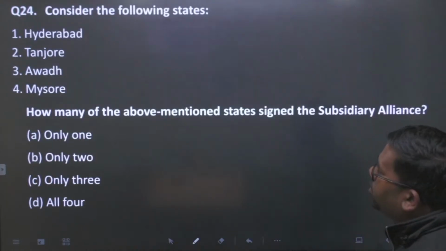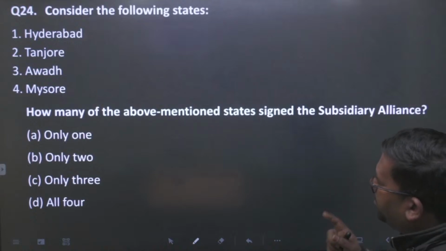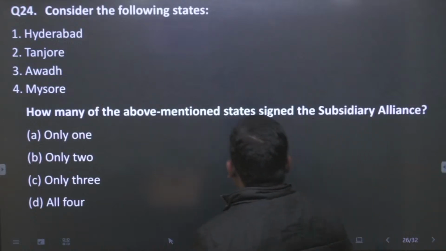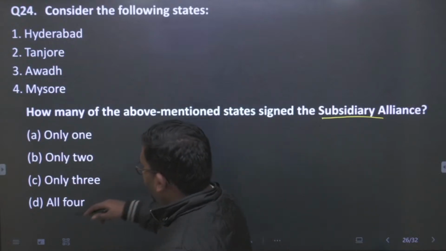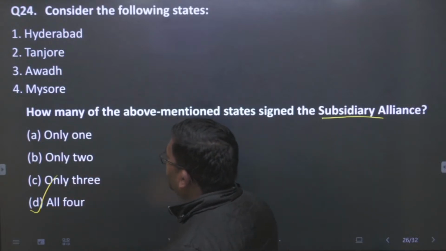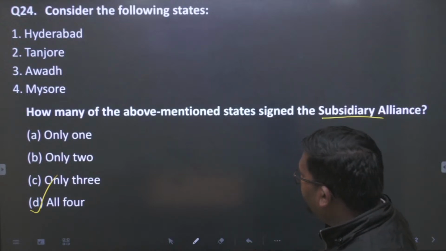Okay, question number 24. Consider the states Hyderabad, Tanjore, Awadh and Mysore. How many of the above mentioned states signed the subsidiary alliance system? All of them had signed. Hyderabad, Tanjore, Awadh, Mysore and Holkar had signed this treaty. So all of them will be true in this question.